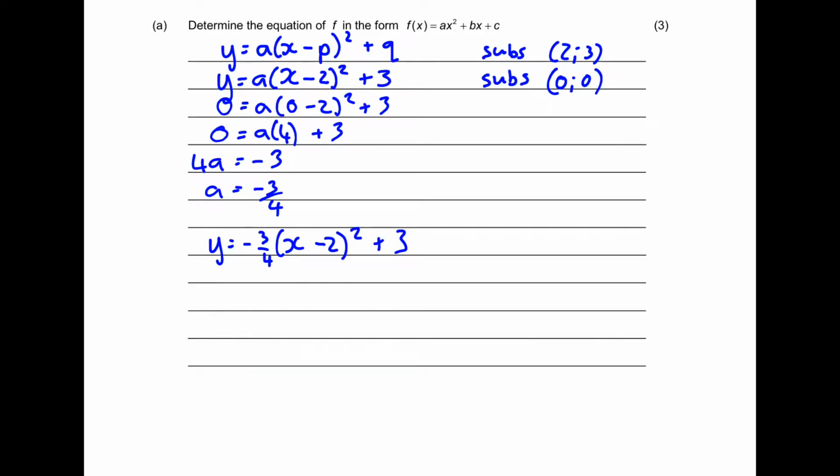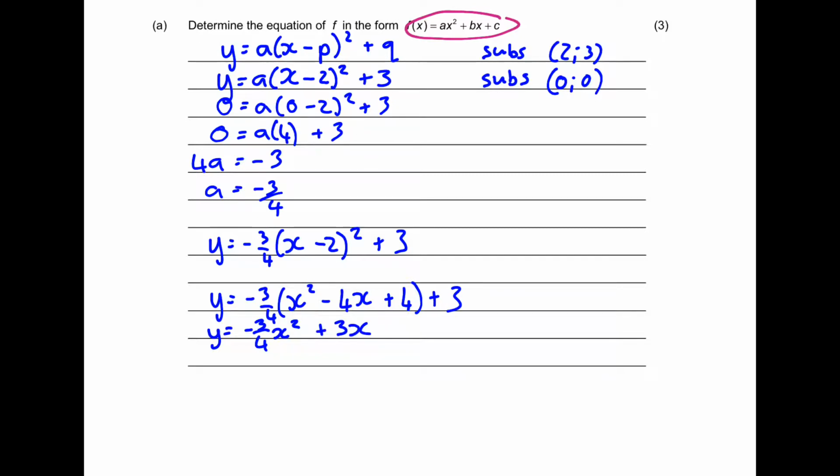And then we must multiply it out because they asked for it in the standard form, not in the turning point form. So we're going to FOIL out. So y equals minus 3 over 4 into x squared minus 4x plus 4, plus 3. Now distribute the negative 3 over 4, so negative 3 over 4 x squared. Then minus 3 over 4 times negative 4 is positive 3x. Minus 3 over 4 times positive 4 is negative 3. Then plus the 3 that's on the outside, and now you can simplify the last two terms. So plus 3x, minus 3 plus 3 cancels, so that is your final answer.